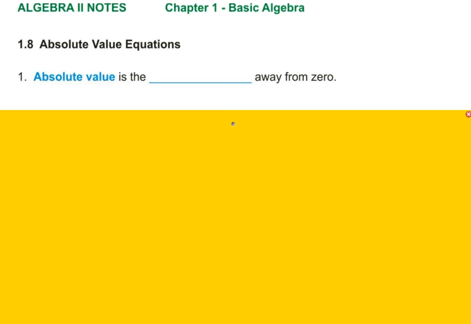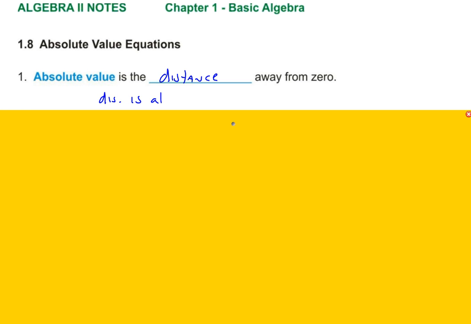All right, absolute value equations. So hopefully we all remember that absolute value is the what? Distance the number is away from 0. So absolute value is distance, and distance is always positive.